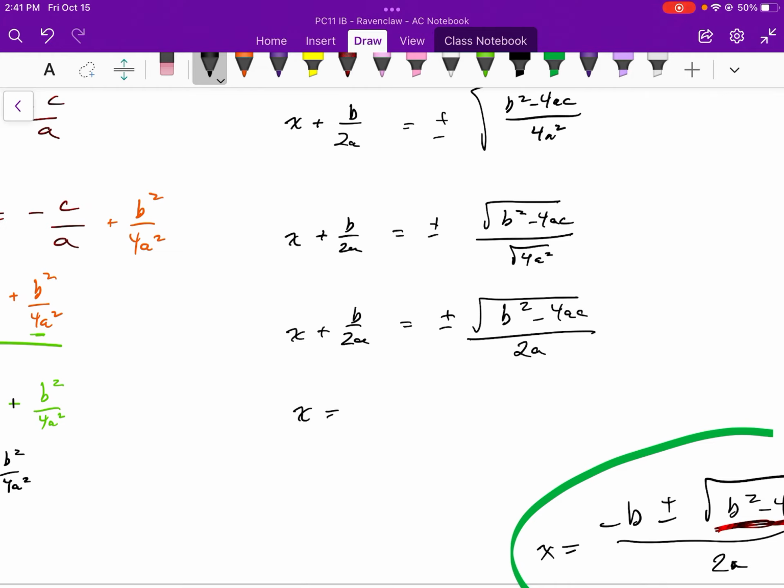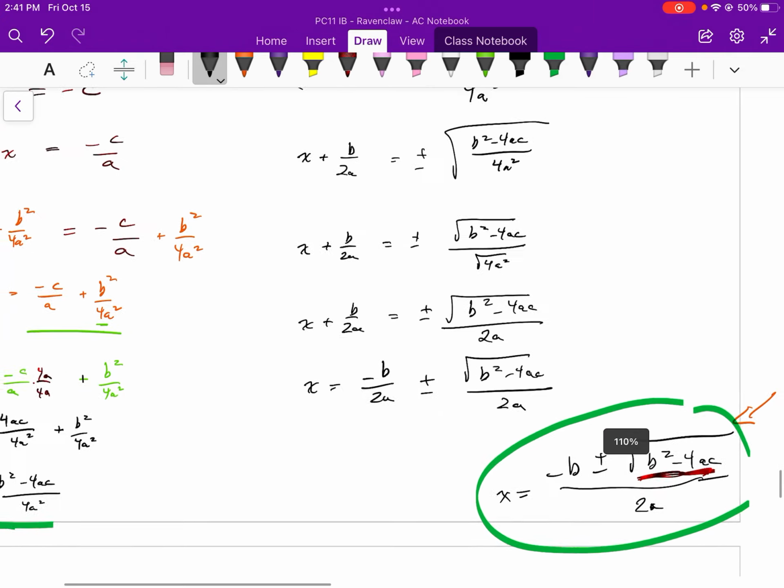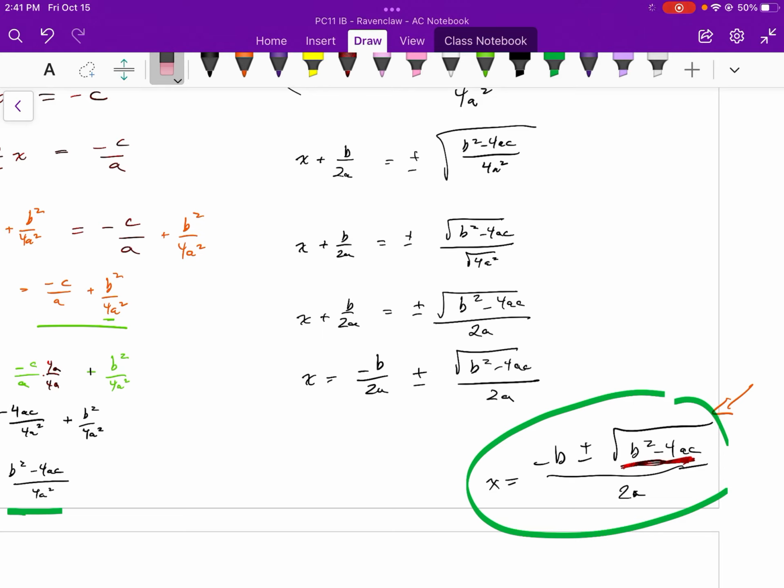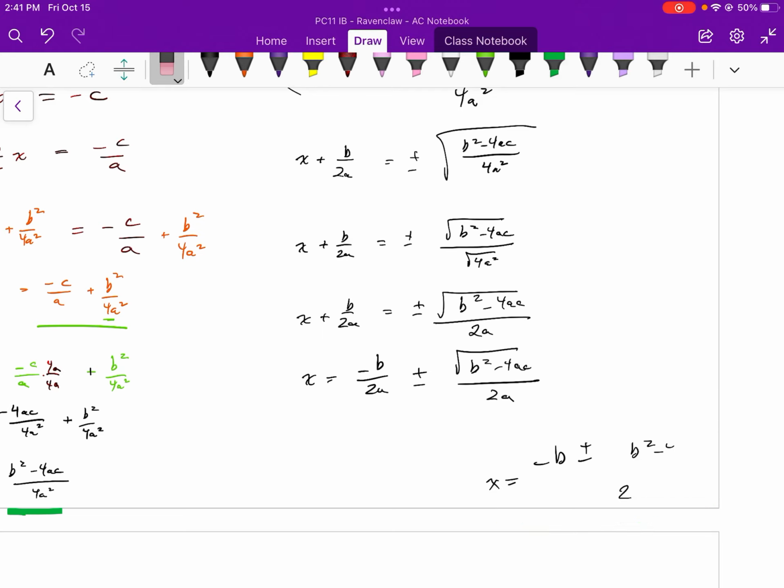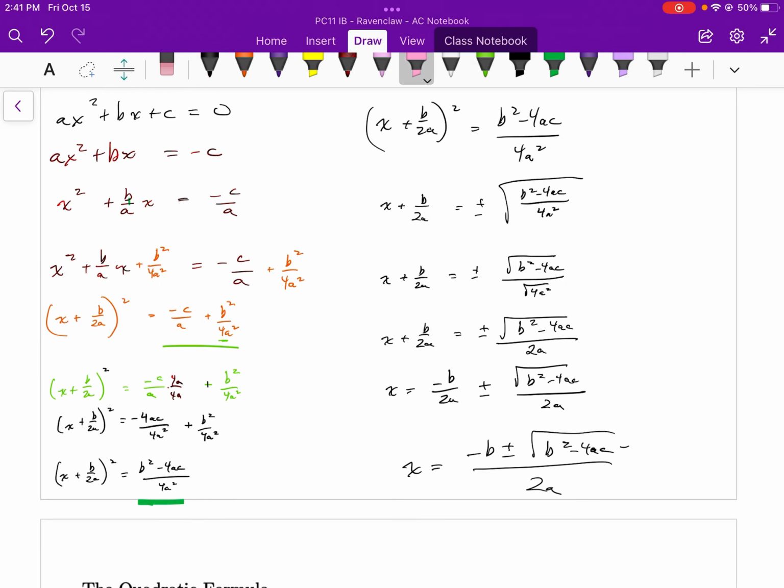This is good. So I'm just going to subtract b over 2a from both sides. And I'm almost at my destination. And I previously said this is what we're going to shoot for, our final result: x is equal to negative b plus or minus the square root of b squared minus 4ac all over 2a. Wow. I apologize, but this is the quadratic formula.